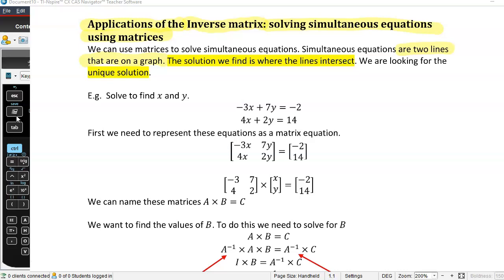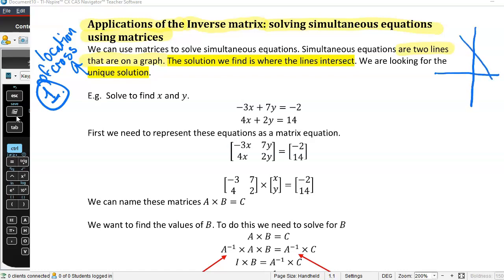So what do we mean by unique solution? A unique solution is that location of where they cross, okay? And there's just one, because that's what unique means. It's just one, all right? So you can imagine we have a graph and we've got our two lines, very badly drawn, but that's where they've crossed. Yep, that's my unique solution.